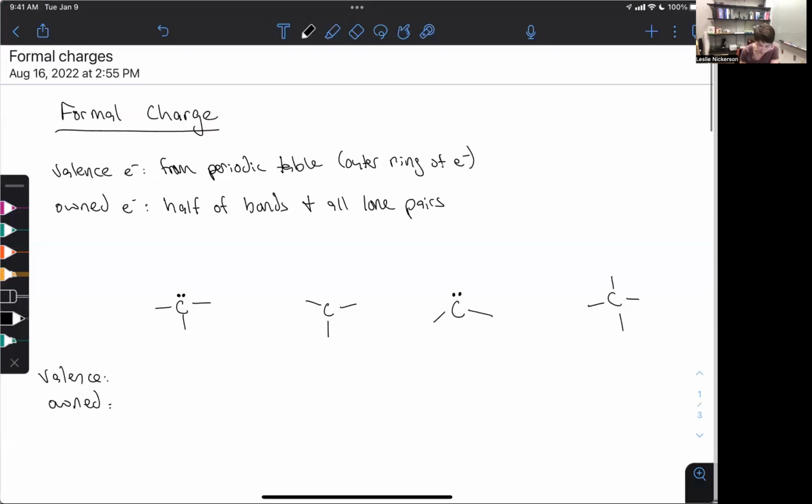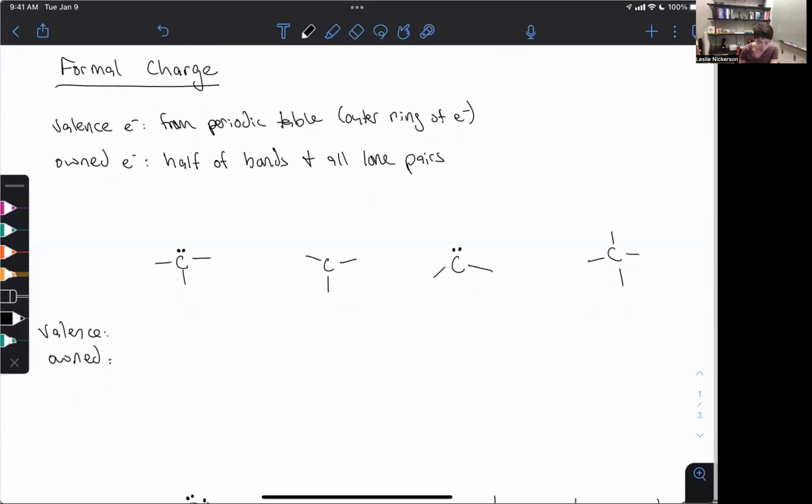So we're going to talk a little bit about how you find it. To think about formal charge, you really need to look for these 2 items: the number of valence electrons for that atom and the number of owned electrons on that atom. The valence electrons are what you've used before. It's just from the periodic table, how many electrons are in that outer shell, the very same valence electrons that you dealt with in Gen Chem.